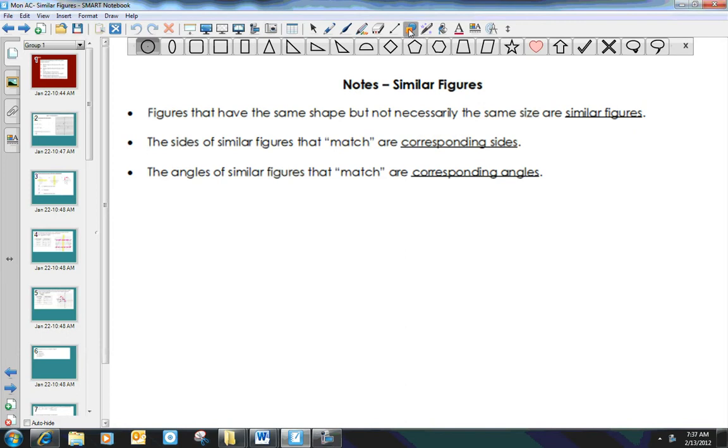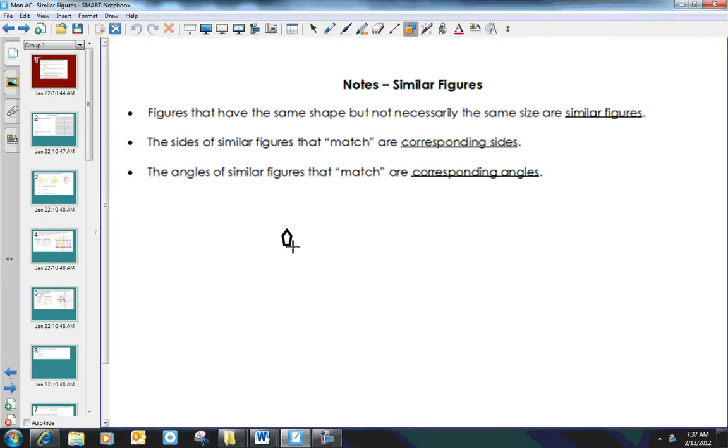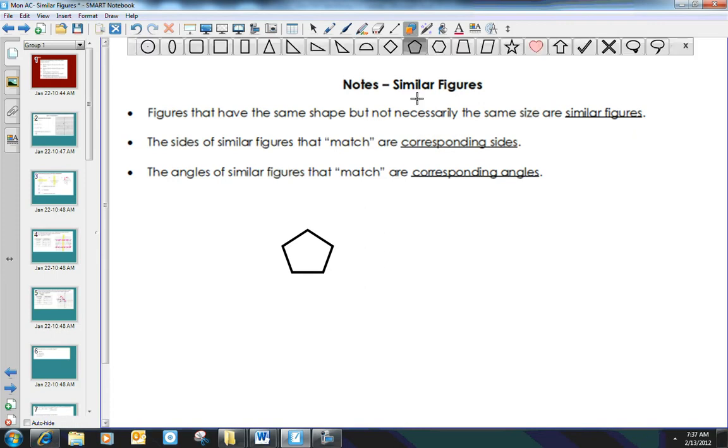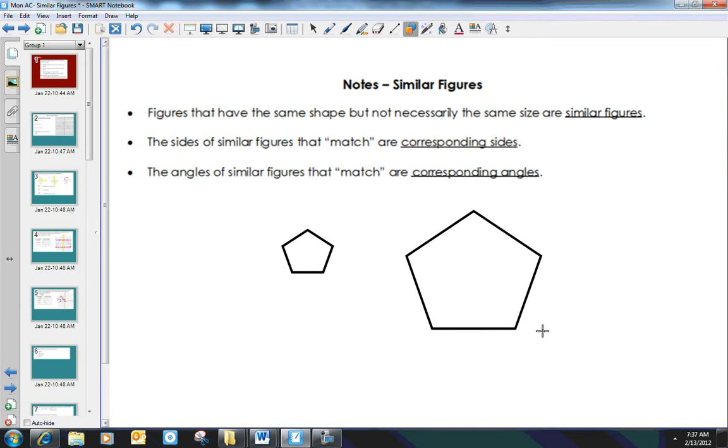For example, if I have a similar figure, let's take this pentagon. Okay, this might be one of my figures. And then I may have another pentagon that's larger. Okay, they're the exact same shape, not the same size. They're the same shape, but they're not necessarily the same size, and therefore they are similar.